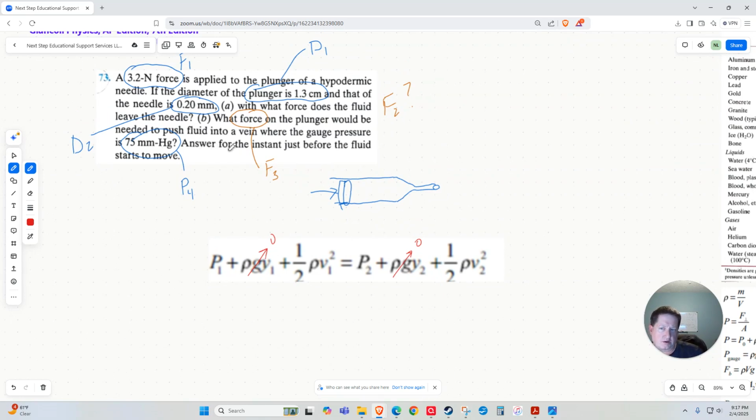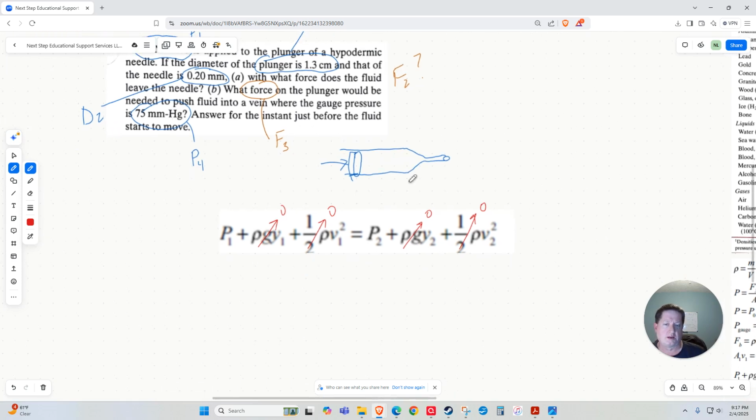And then they mentioned they want an answer for just before the fluid starts to move. Once the fluid starts to move, you'll have velocity values here, and because of the different diameters, those will be different, and so we'd have to take that into consideration. But they ask us to calculate just before the fluid starts to move. So this is kind of like when we do dynamics problems, and we assume the sum of forces is 0, even though we're just about to accelerate, but we haven't quite gotten there. We're going to do a similar concept here. We're going to set these velocities to 0, and we're just about to move. And this really just simplifies down to pressure 1 equals pressure 2.